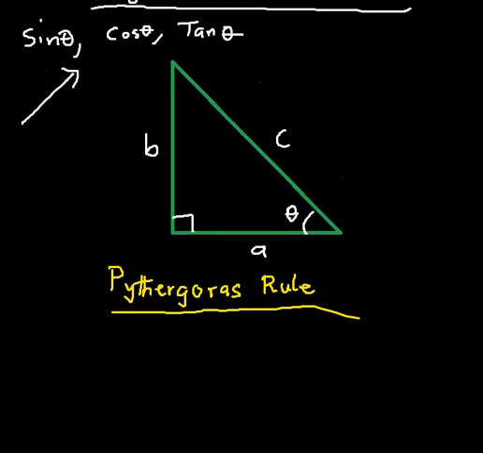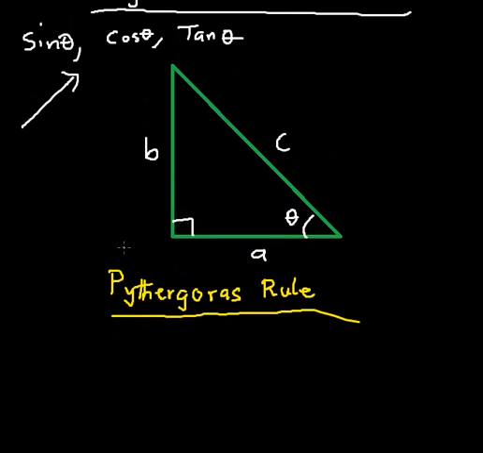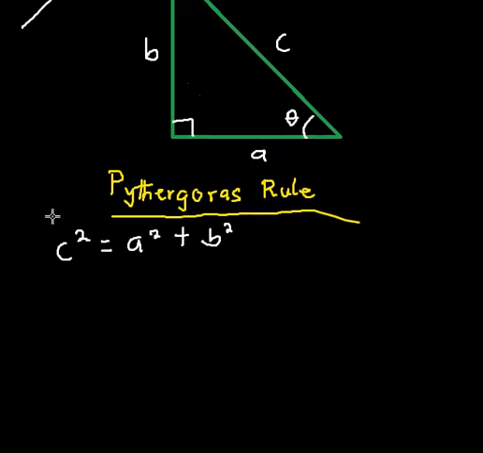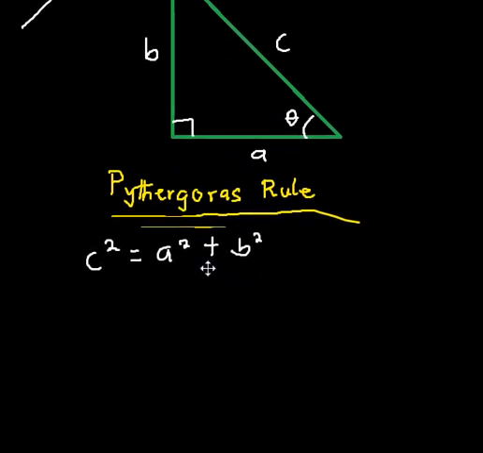The very first identity we want to derive, we're going to derive it from Pythagoras' rule. You know very well that from Pythagoras' rule we have that c square is equal to a square plus b square. So we are going to derive an identity from this.